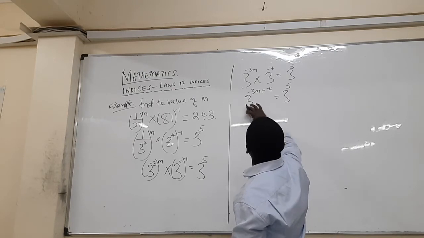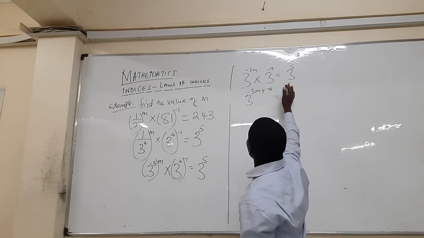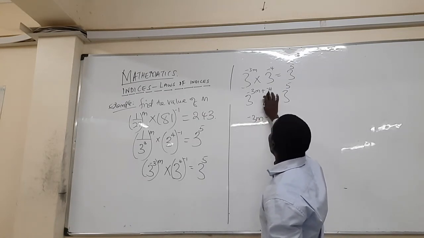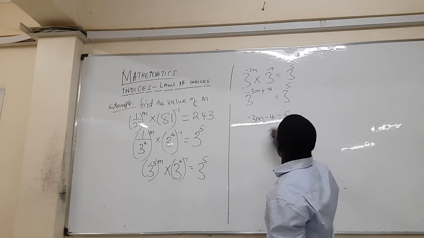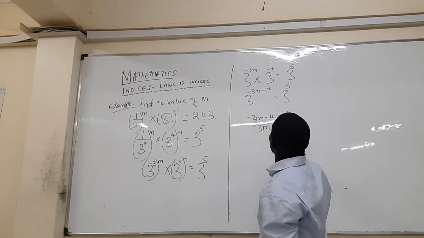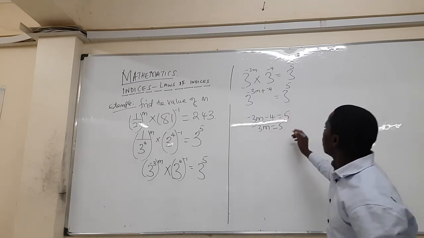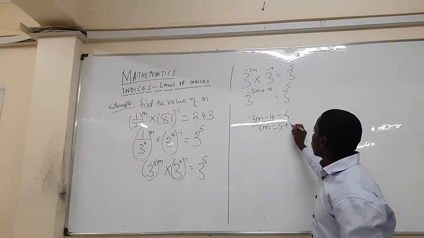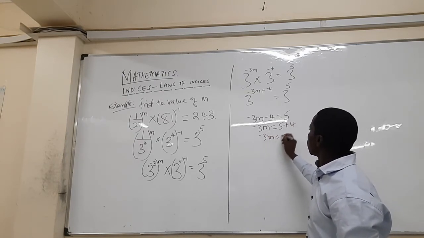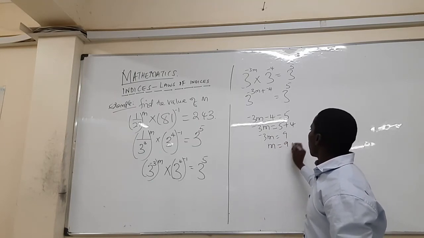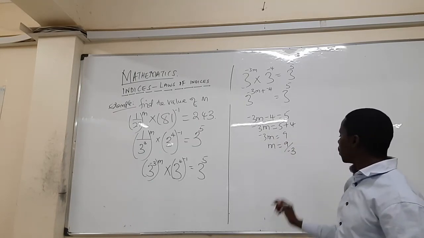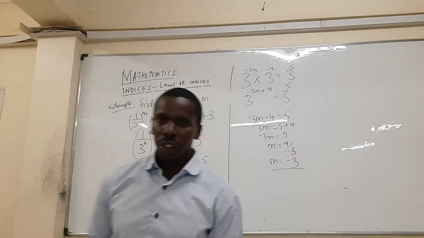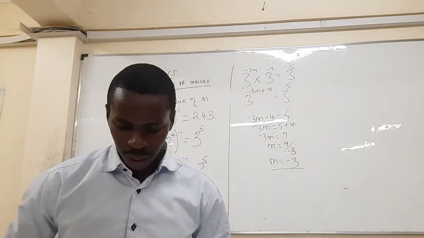Then the bases are the same, so I drop them and use the powers. Minus 3m minus 4 is equal to 5. I take minus 4 to the other side, it's going to be plus 4. So minus 3m is equal to 9. m will be 9 divided by minus 3. Dividing on both sides, I get minus 3. So in this case, my m is going to be minus 3.